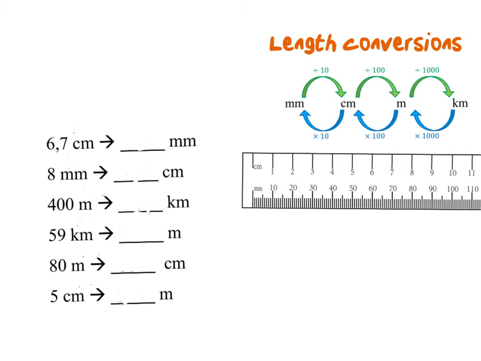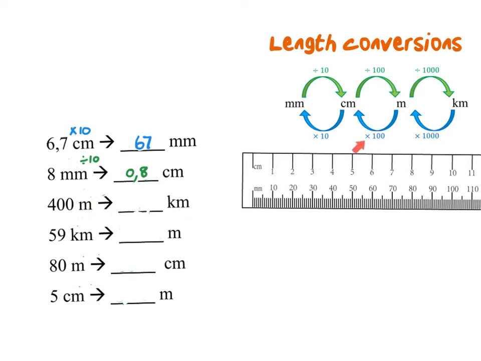Let's do a few examples to help you out with this idea. If I need to go from centimeters to millimeters, I know that there will be more millimeters than centimeters. Therefore, I need to multiply. So from centimeters to millimeters, I need to multiply by 10, which gives me 67 millimeters. But then if I go from millimeters to centimeters, it means that I will have to divide. So here I'm going to divide by 10 and get a fraction of 0,8.